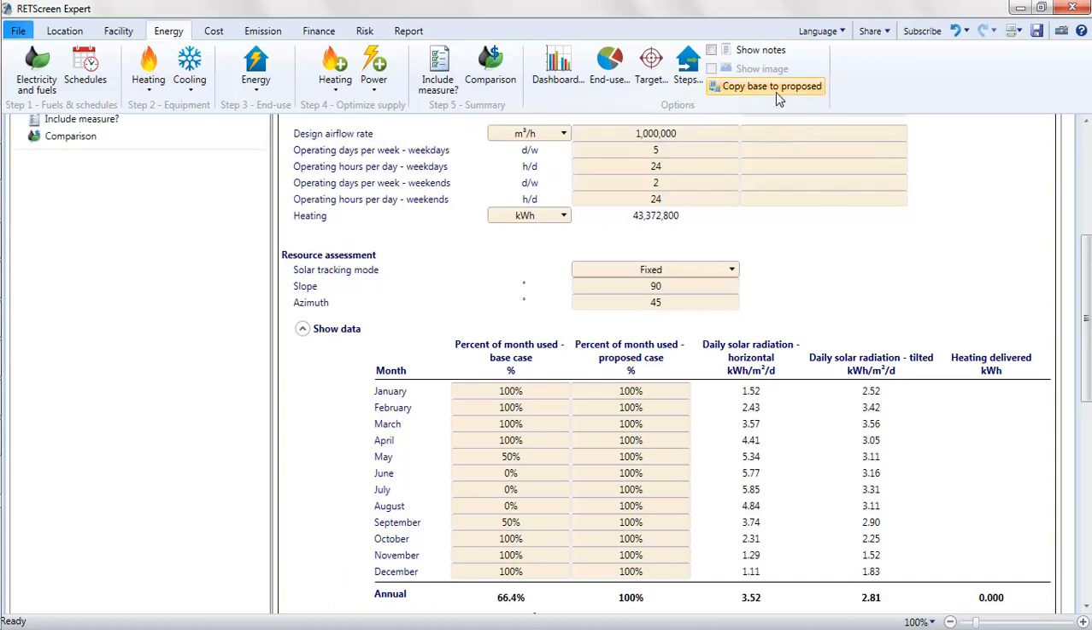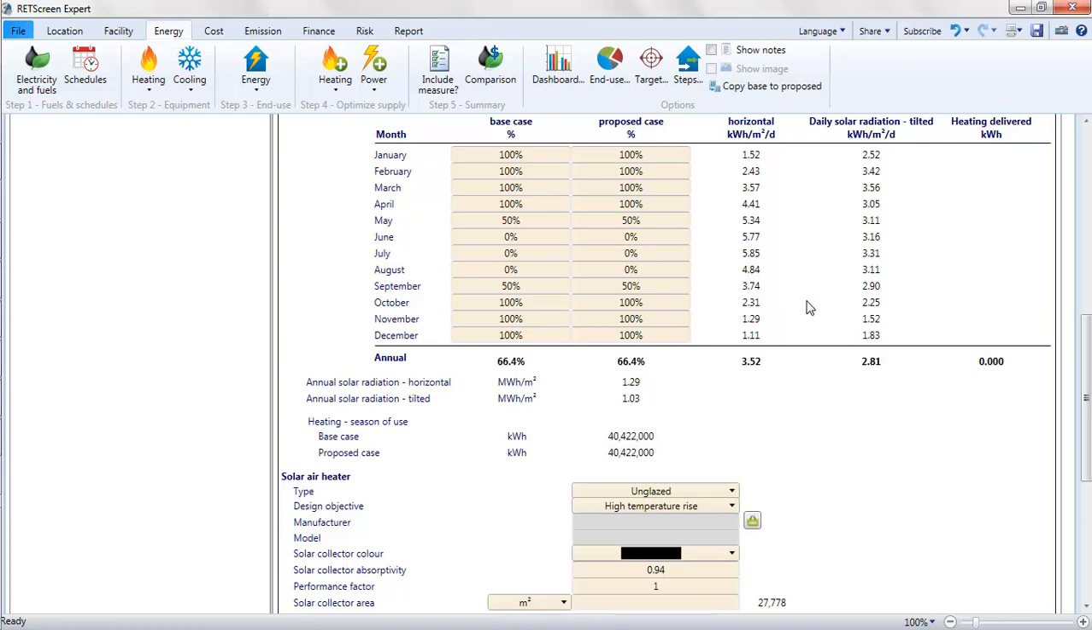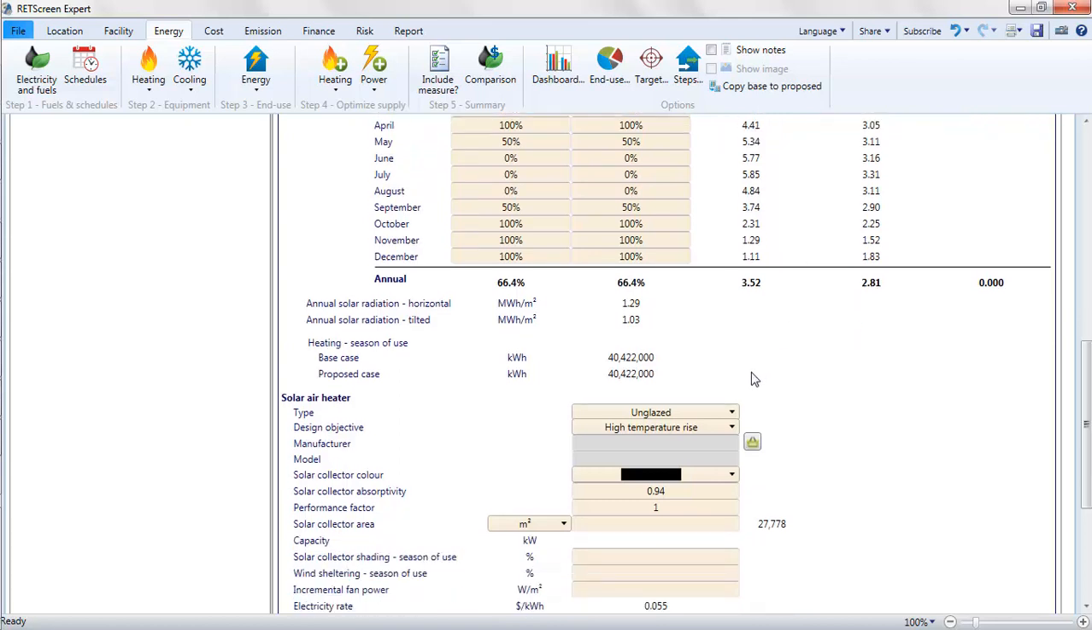Now I'll use copy base to proposed to fill out the proposed case with the same parameters for the monthly percentages and the earlier section with the design airflow rate and the operating hours per day. I'm going to look at using a transpired plate collector. That is a perforated unglazed metal plate with outside air being drawn through the perforations to a plenum behind the plate so as to reduce the heat losses by gusts of wind or convective currents.